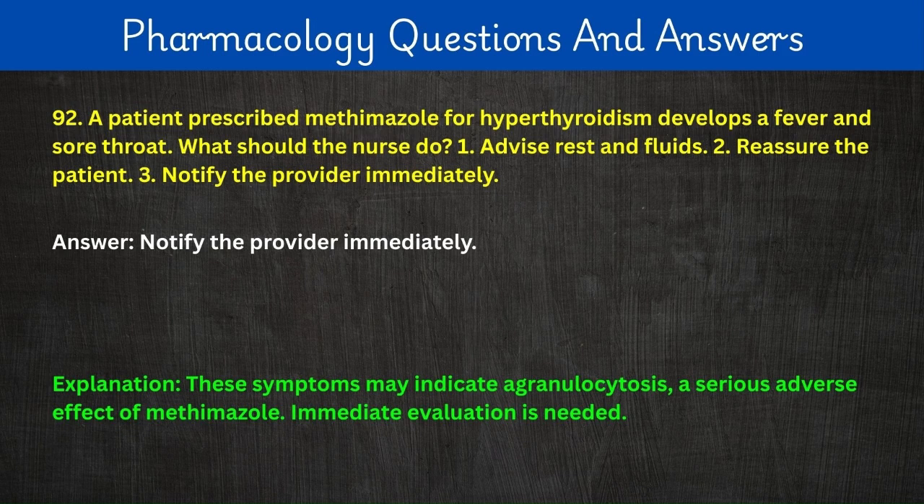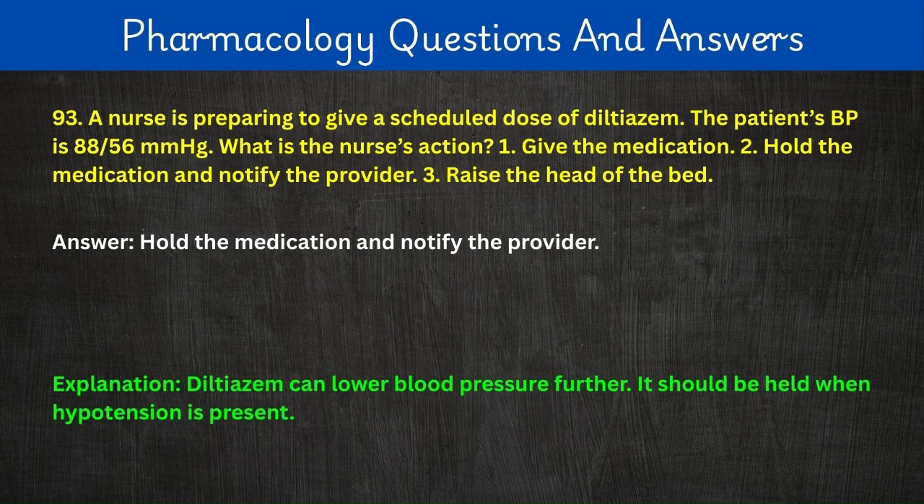92. A patient prescribed methimazole for hyperthyroidism develops a fever and sore throat. What should the nurse do? 1. Advise rest and fluids. 2. Reassure the patient. 3. Notify the provider immediately. Answer: notify the provider immediately. Explanation: these symptoms may indicate agranulocytosis, a serious adverse effect of methimazole. Immediate evaluation is needed.